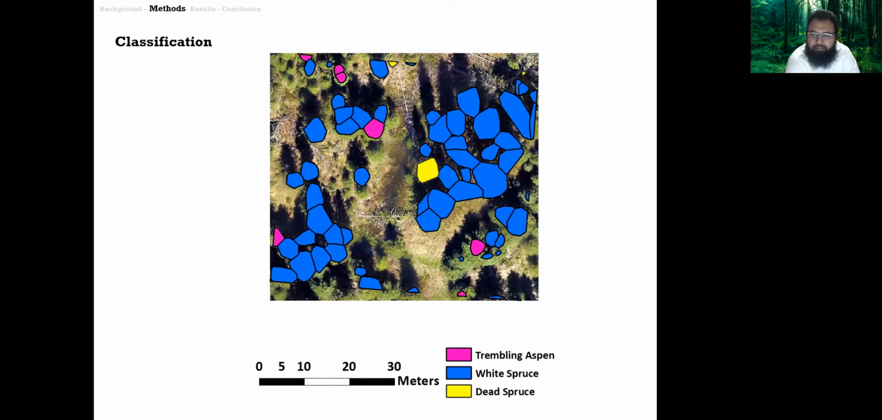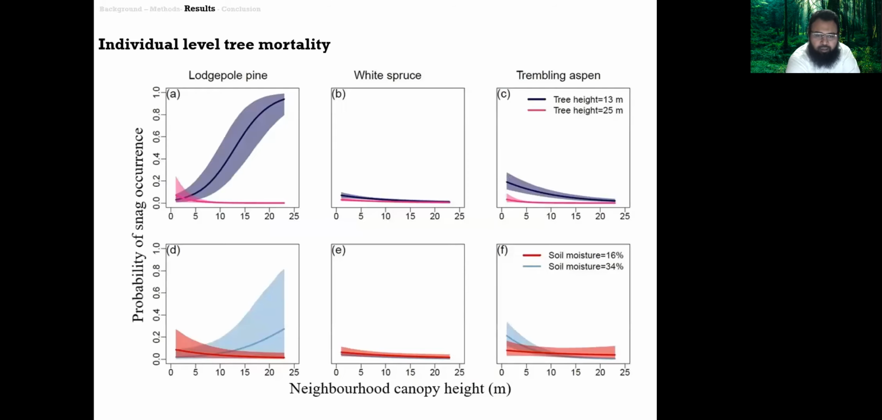Here the yellow color is a dead spruce, the blue ones are spruce, and the purple polygons are trembling aspen. We identified a total of 45,600 crown segments in our UAV survey, of which around 3,000 were classified as dead.